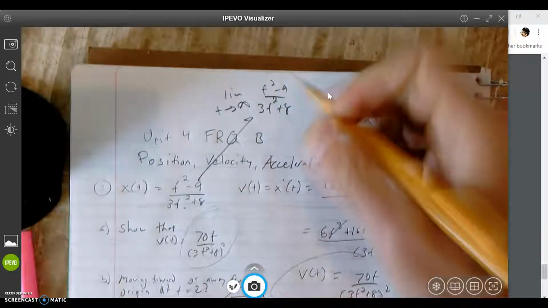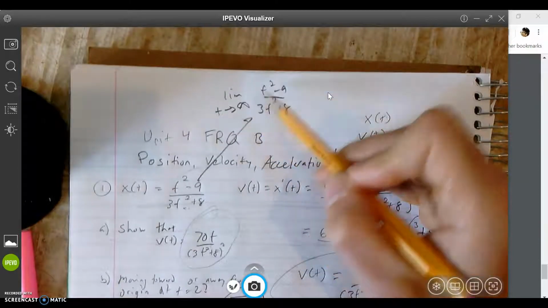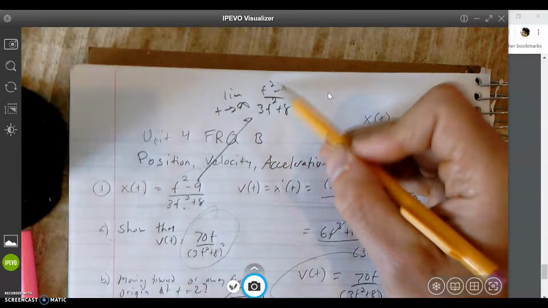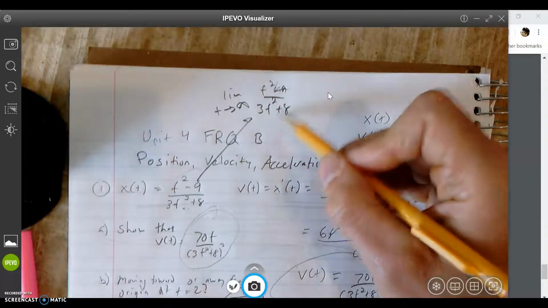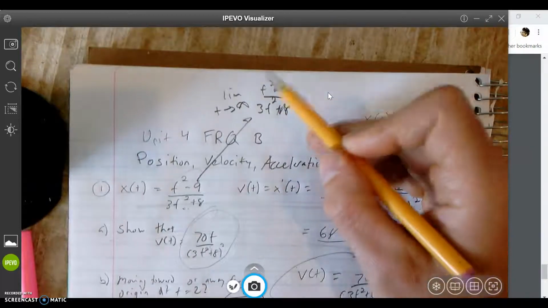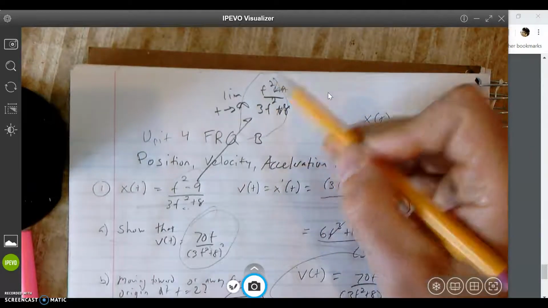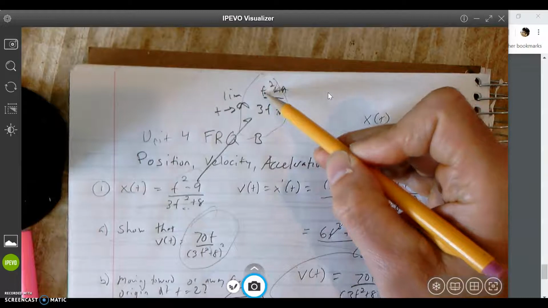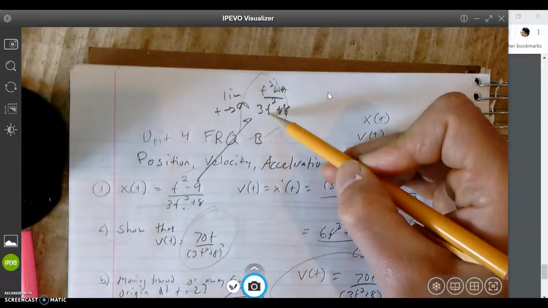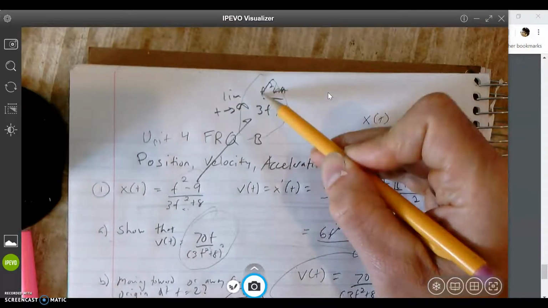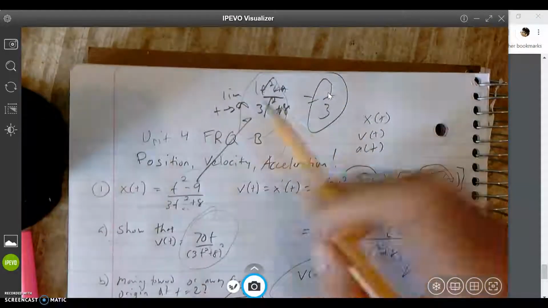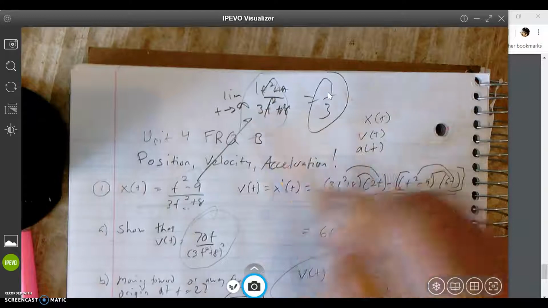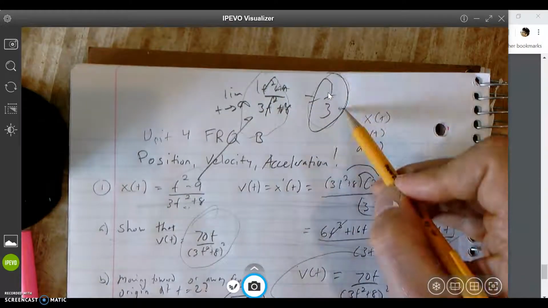plus 8. So as I plug infinity for t, this minus 9 is not going to matter because it's going to be so small compared to this number. And then plus 8 is also going to be so small. So this is all I care about, these higher powers. And so this infinity squared divided by infinity squared is 1. And so the answer is 1/3. So as the time approaches infinity, the position of the particle is approaching 1/3.